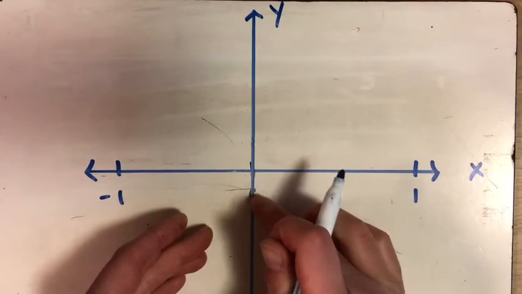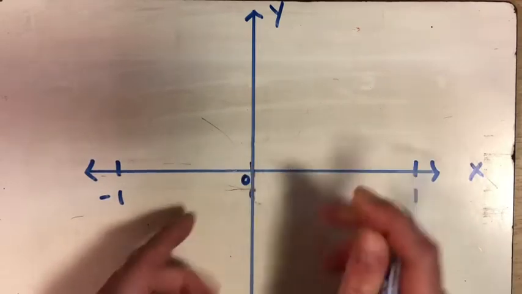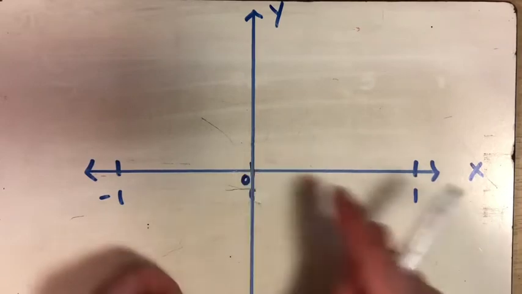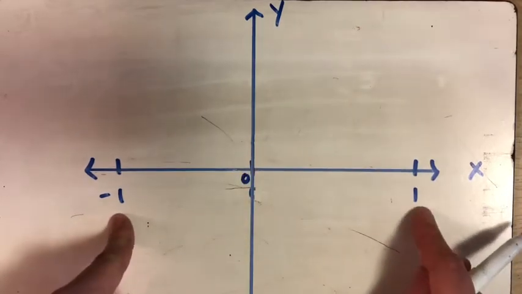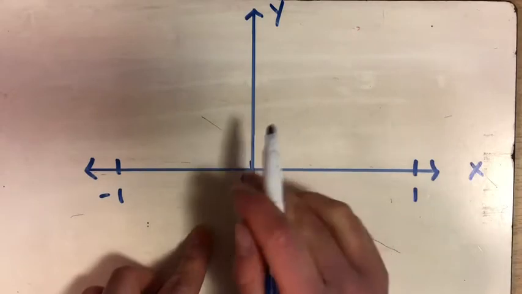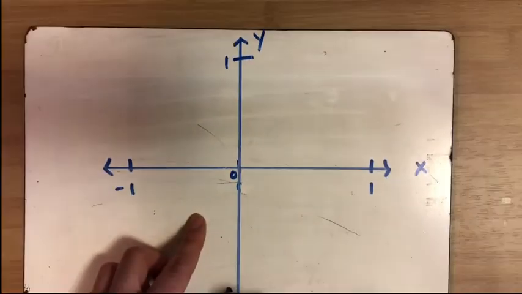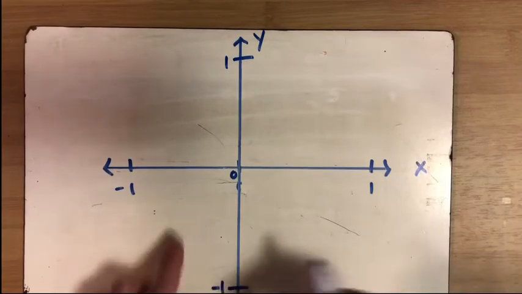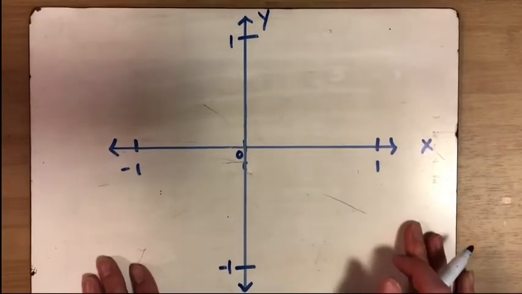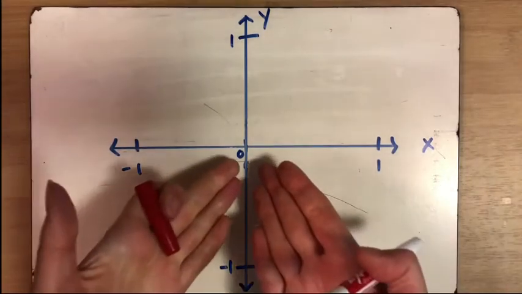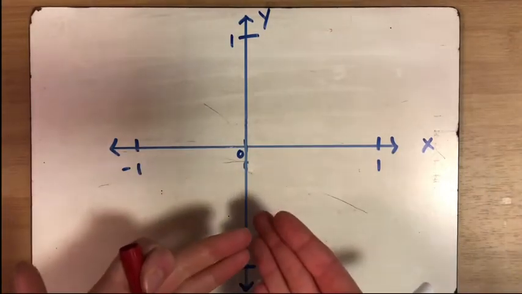I'm going to rewrite it just so it's a little bit easier to see. So that spot right there is worth 0 going up and down and left and right. We have a negative 1 over here, a positive 1 over here. If we go up, we are in the positives, so that would be worth 1. And if we go down, we are in the negatives, so that is worth negative 1. So just like before, between 0 and 1, there's decimals.